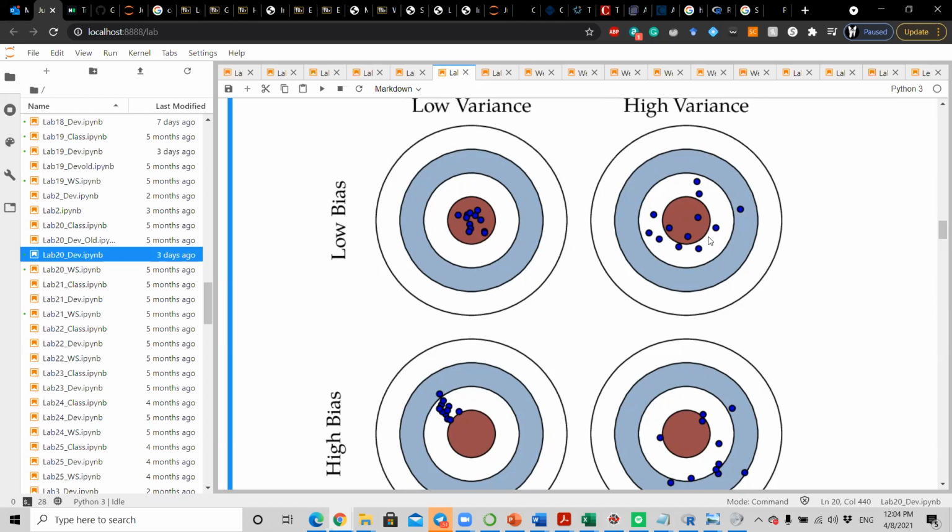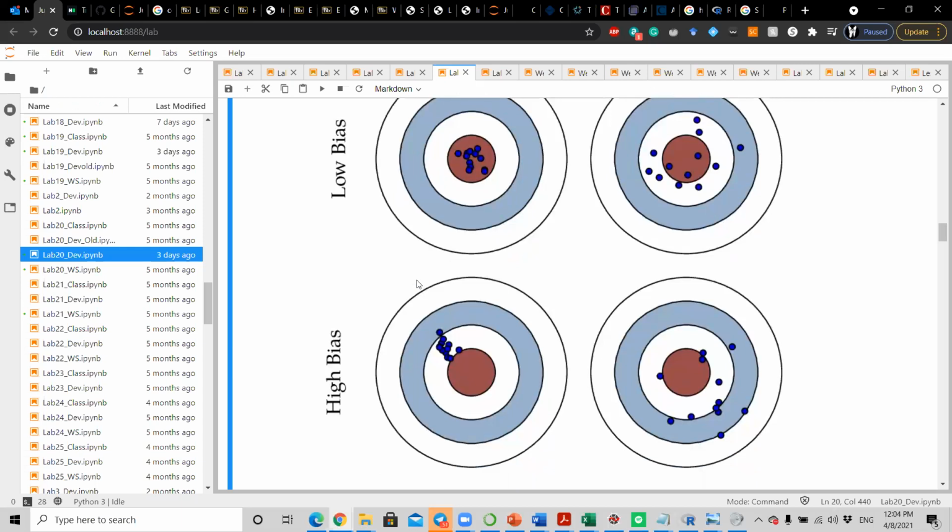Which one is Daryl? High bias, low variance. Why would you say that? Because his shots cluster together, but he can still hit near the bullseye, so it would be closer to the bullseye area rather than the white outer. Exactly. Thank you very much.